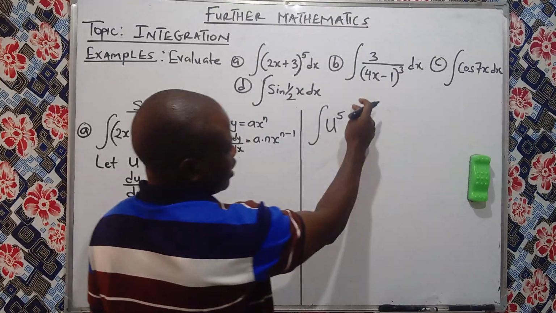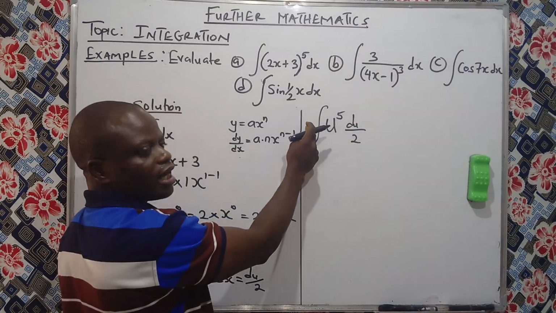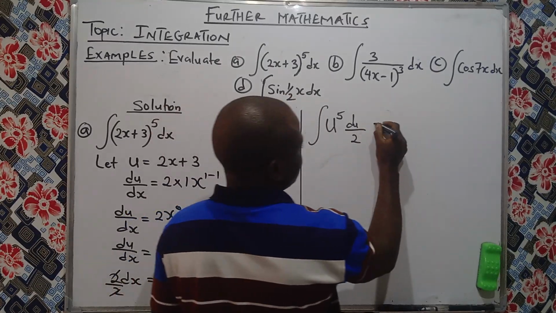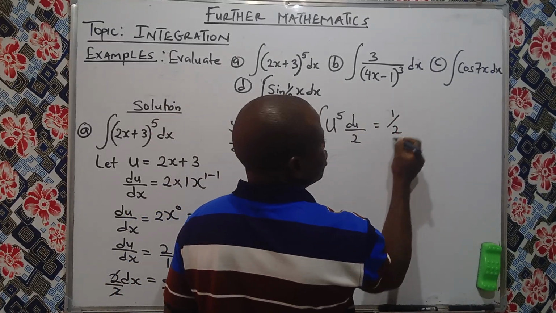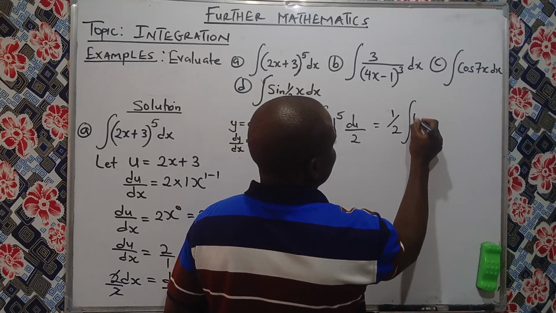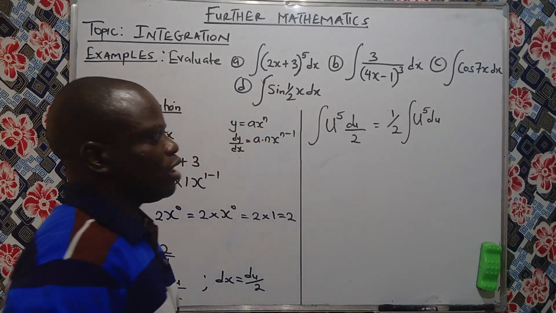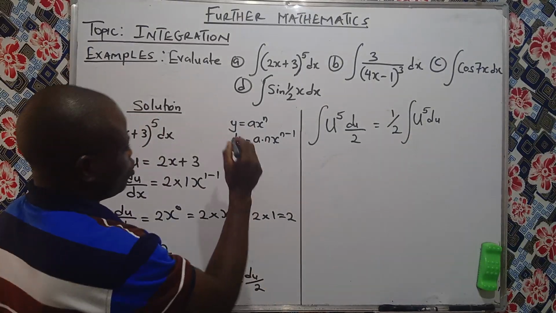So we have a constant here, there's 1 over 2 here. Bring it outside the integration. Okay, the integral sign, bring it outside the integral sign. You now have half, because it's a constant, into u raised to power 5 du. Okay, when you are looking for the integral, it will be in this form.